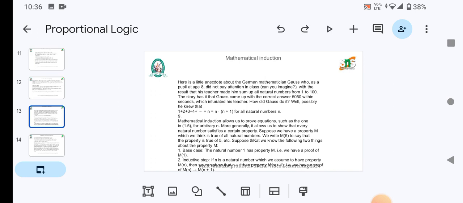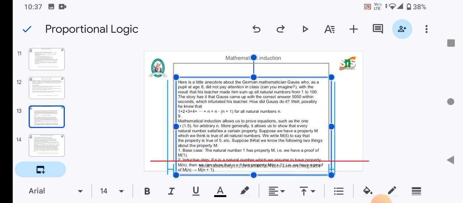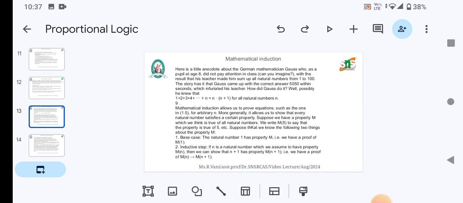We have to prove the base case, that natural number 1 has property m, that is, we have to prove m of 1. Then the inductive step: if n is a natural number, we assume it has property m of n, and we have to show that it has property m of n plus 1. That is, we prove m of n implies m of n plus 1. These are the steps we have to follow to do a mathematical induction.